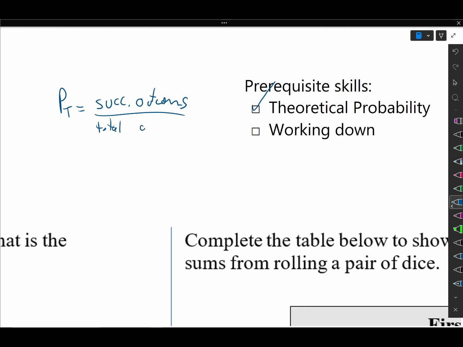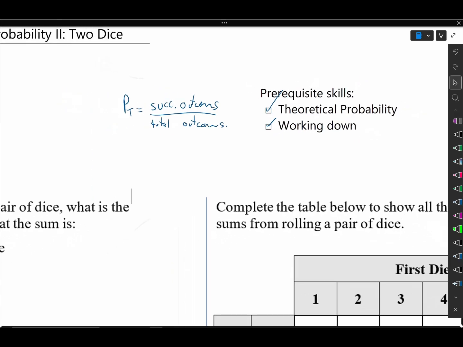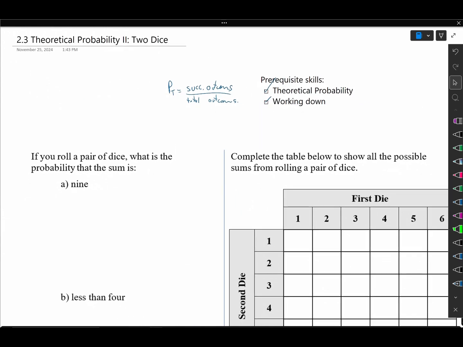of outcomes. Right? Now, the idea here, we're going to take this a little bit further where we're dealing with two separate events creating one outcome. And we're going to rely on our ability to work down just like we did previously when we worked with theoretical probability. This video is suitable for a grade 11 3C student.